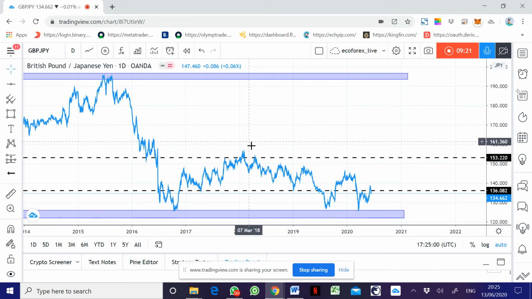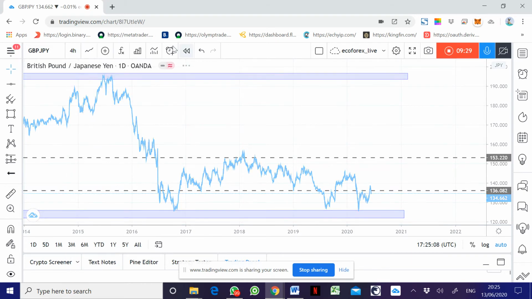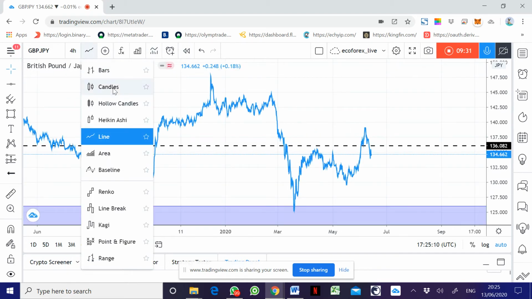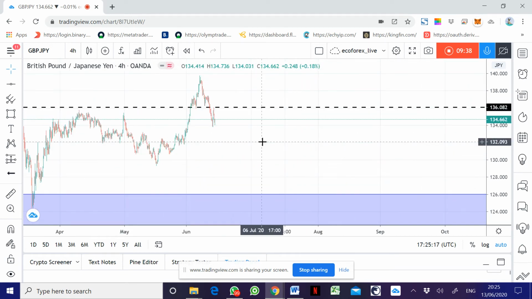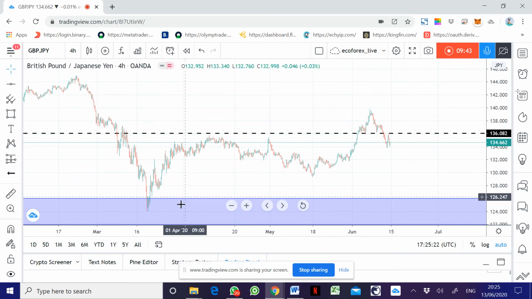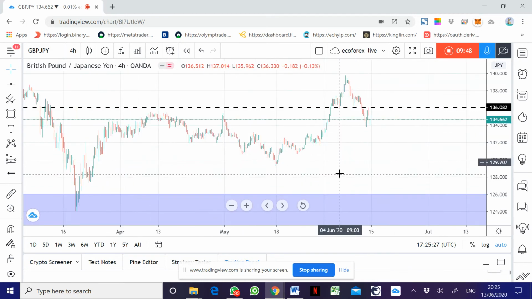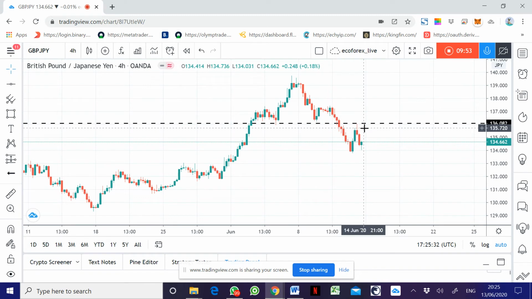So after you've drawn your support and resistance, you switch on to maybe 4 hours, and switch this to candles. Change it to candles, not the line chart now, the candle chart. Okay, you can look at it the way it is. So this is our support. This is our minor resistance. If you can see here, the market came up to a minor resistance and bounced back.